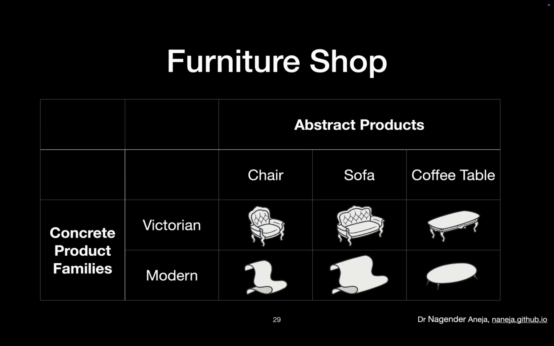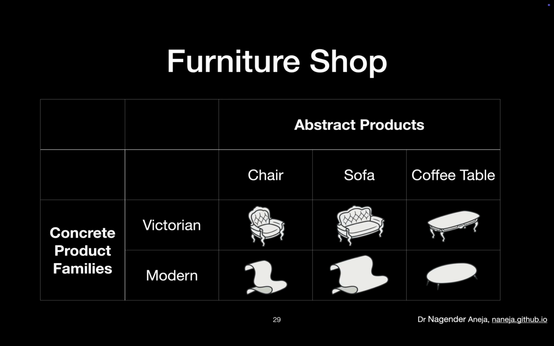Let's say we have a furniture shop and we have some different types of products, maybe chair, sofa, coffee table, and there are some different varieties also. There are related varieties, Victorian, modern, or maybe some other flavor of that. It can be for a restaurant also. We have tea, coffee, then we have hot and cold. So there are different related products and different versions of them.